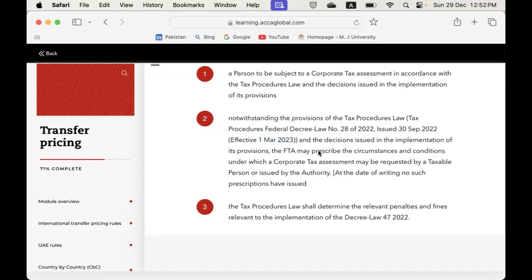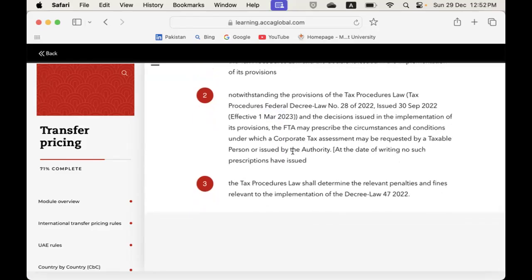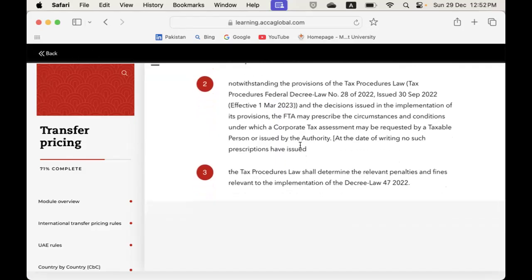Sometimes it can happen that the FTA may simply perform an assessment. It can reassess, or sometimes even the taxpayer may say that, look, this is our assessment that we have filed, but can you please do the assessment? At the date of writing, no such prescriptions have been issued. Until now, it has not happened. But let me tell you, in my practice during the previous years, I have seen tax assessments, even for VAT also. So the FTA can open up tax assessments.